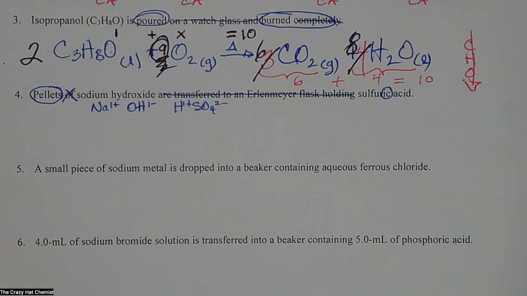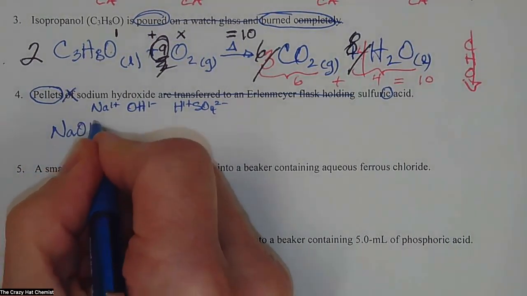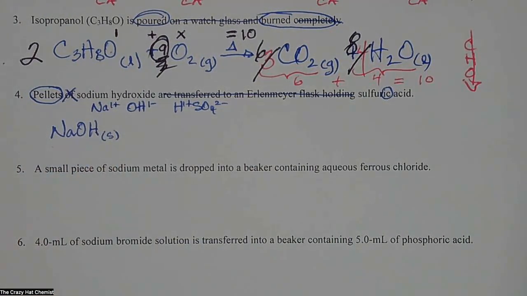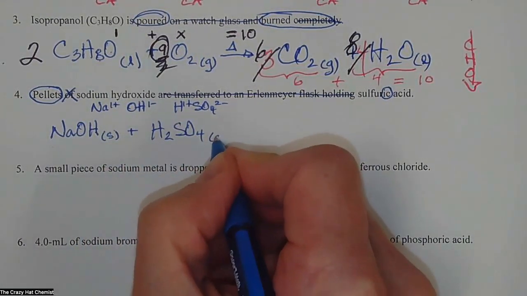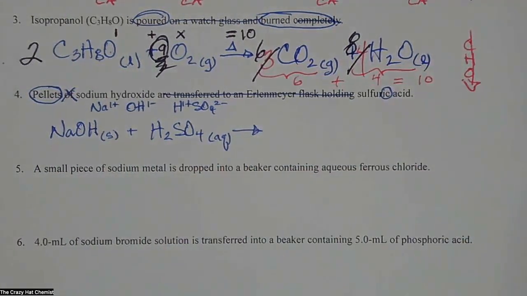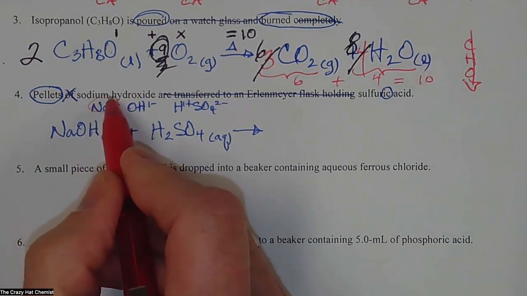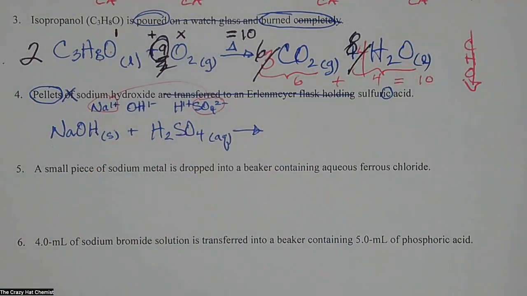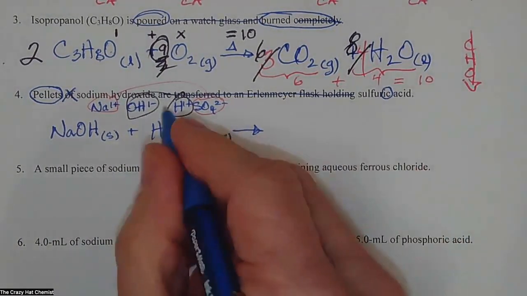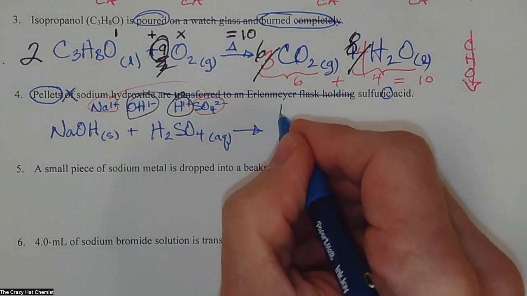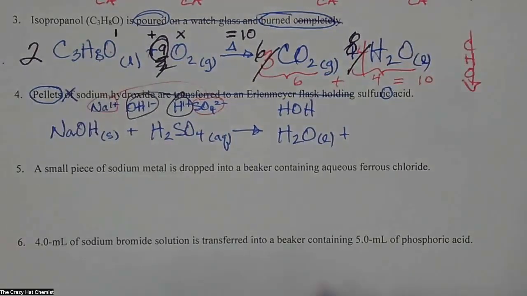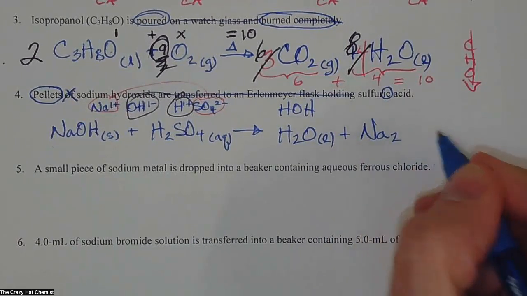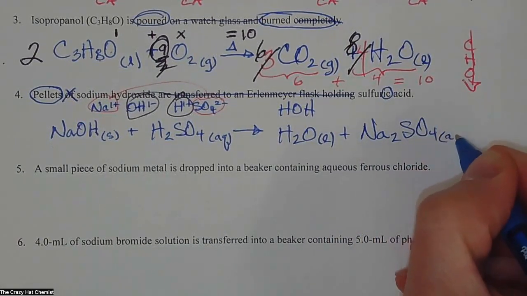So again, we're going to take the bull by the horns. We get NaOH. It says it's pellets, therefore this is a solid. And then H2SO4, and that's aqueous. And then in order to come up with the products, we're going to take this cation, combine it with that anion, and then this cation, combine it with that anion right there. It doesn't matter the order of which you write them. So it's going to be HOH, and you can write that as HOH, or you can write that as H2O. That's water, that's a liquid. And then the other one is sodium sulfate, and it's Na2SO4, and that is aqueous.